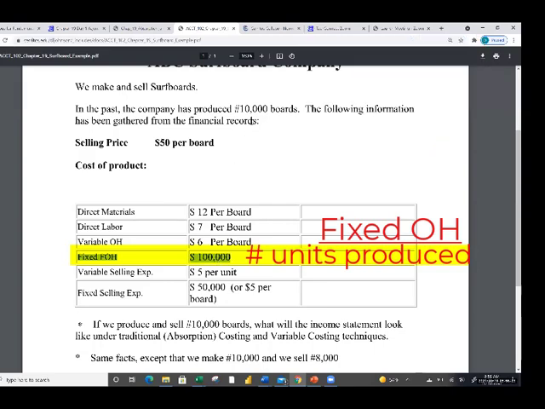Okay, well, remember, they made 10,000 boards. So 100,000 divided by 10,000 boards, that's $10 a unit right now. Let me write that down. Oh, I don't think it's going to let me write on a PDF file. Nope. So someplace off to the side, write down $10 a unit.